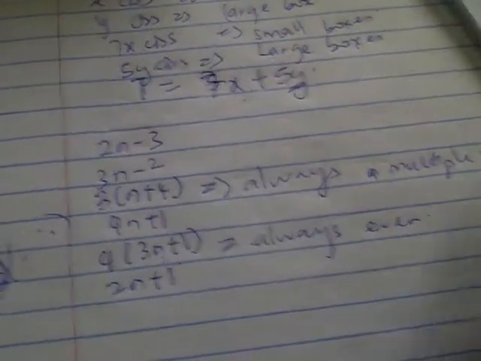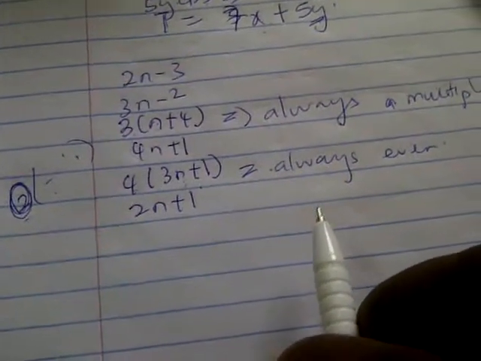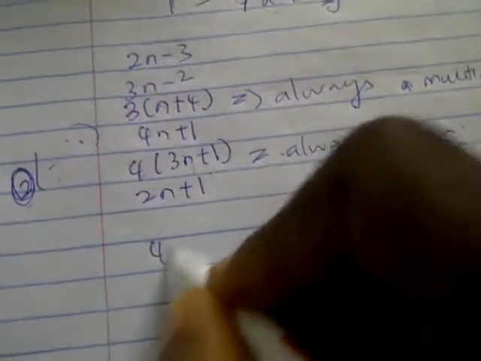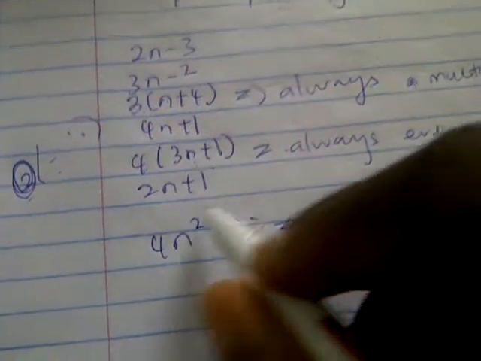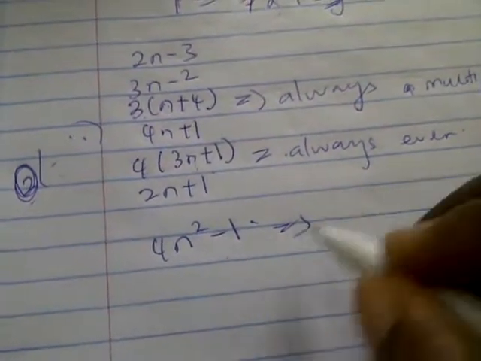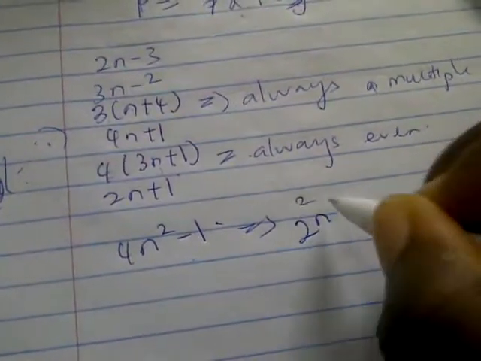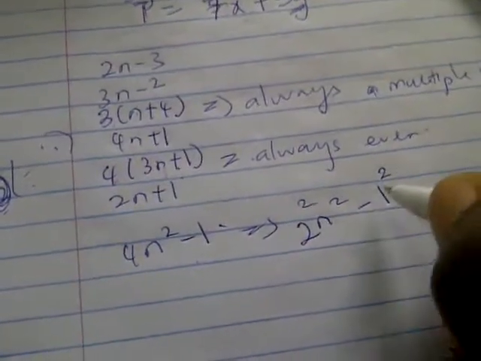Now for the last one, we are asked from the table to find the expression that is a factor of 4n squared minus 1. Now to find out the factors, we just have to factorize this as it makes it easier. Now factorizing this is 2 squared n squared minus 1 squared, since 1 is the same as 1 squared.